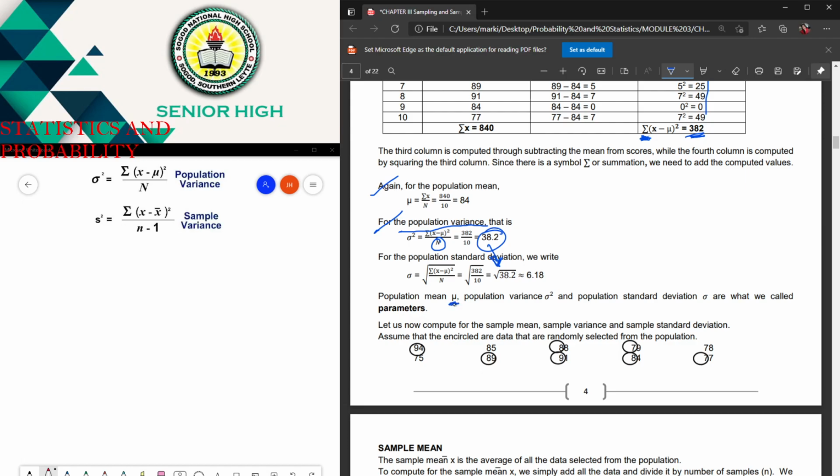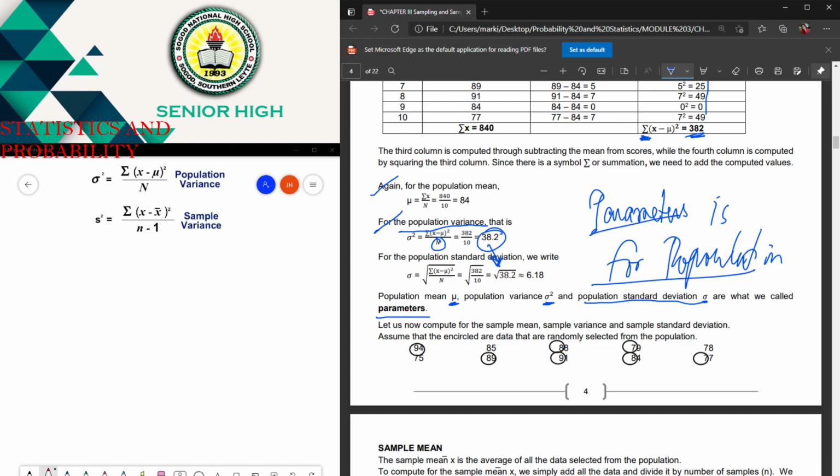The population mean mu, the population variance, which is this one, and the population standard deviation, which is this one, are what we call parameters. So, here is the clue: P. Parameters is for population. I hope it's clear to you. Parameters is for population. Okay?